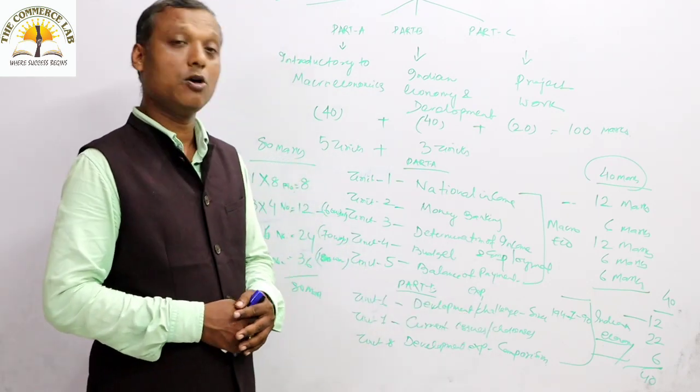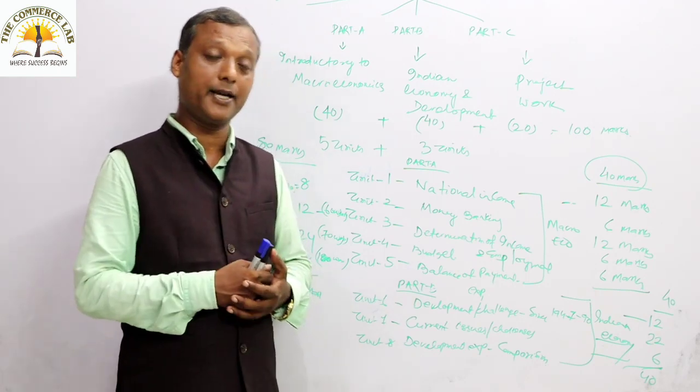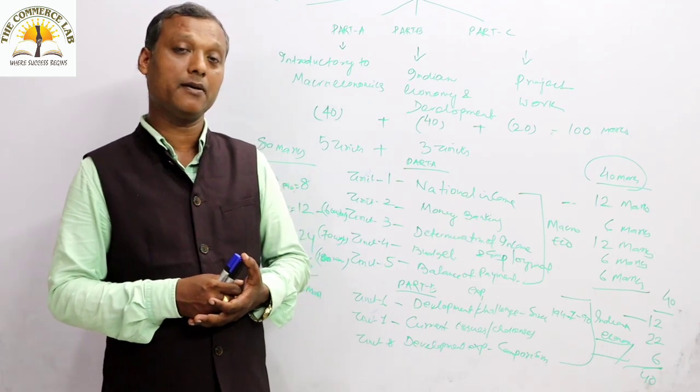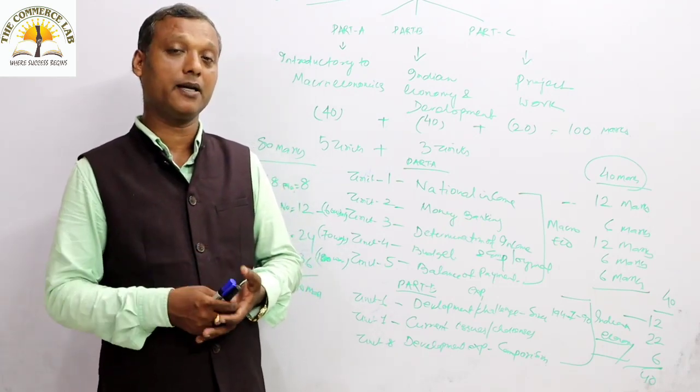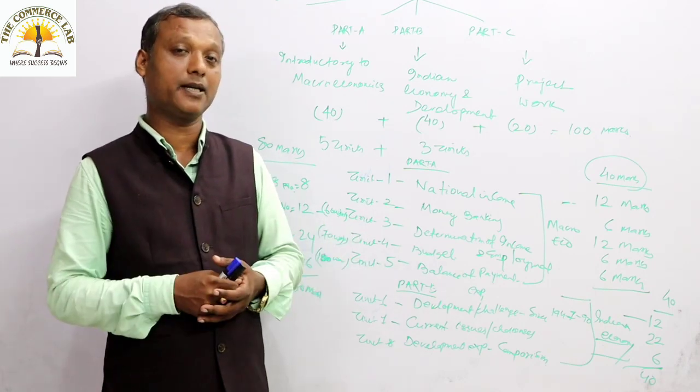Current issues, in the sense, we have a challenge of rural development, we have a challenge of poverty, the biggest challenge for the Indian economy. Unemployment is also a challenge for the Indian economy. Poverty is of 2 types actually. One is absolute poverty, one is relative poverty. We will study both because in India both types of poverty are there.